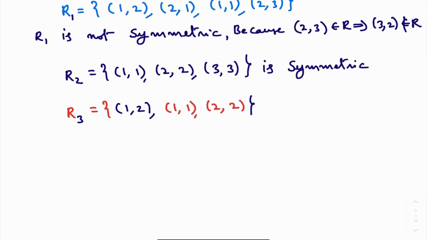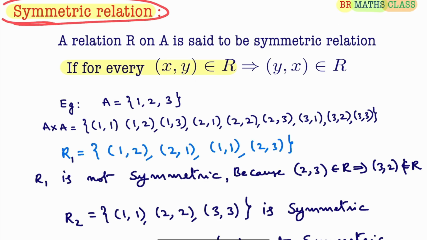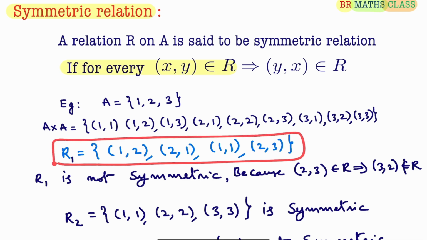You observe here 1 comma 2 is there in this relation. For 1 comma 2, is 2 comma 1 present in this relation? No. So this element fails the symmetric condition. If one element fails, directly you can write this is not symmetric. No need to check further. For every ordered pair x comma y in the relation, y comma x also must be present in this relation. When you identify one ordered pair x comma y for which y comma x does not belong to this relation, in that case directly you can say that the relation is not symmetric. I hope you understand how to check whether a given relation is a symmetric relation or not.